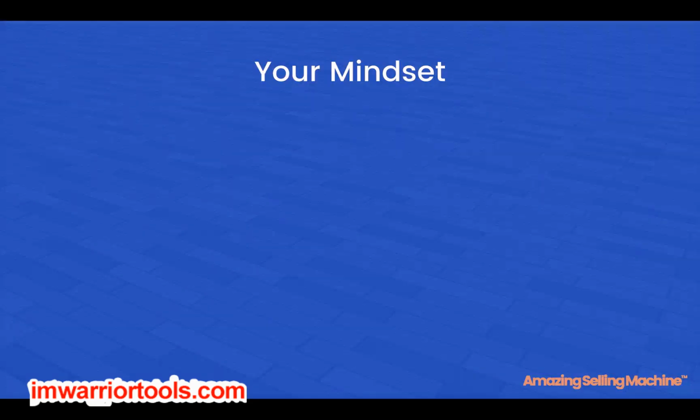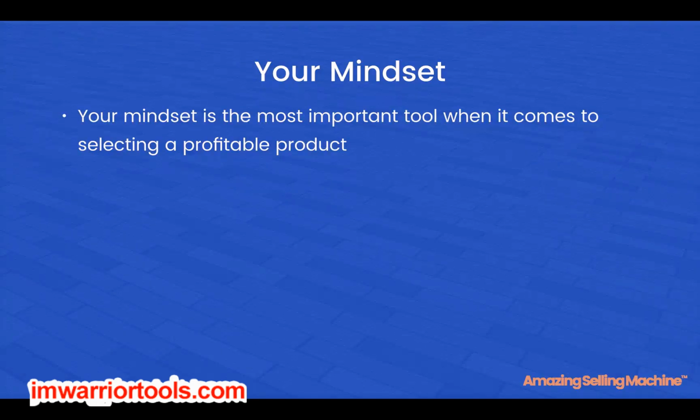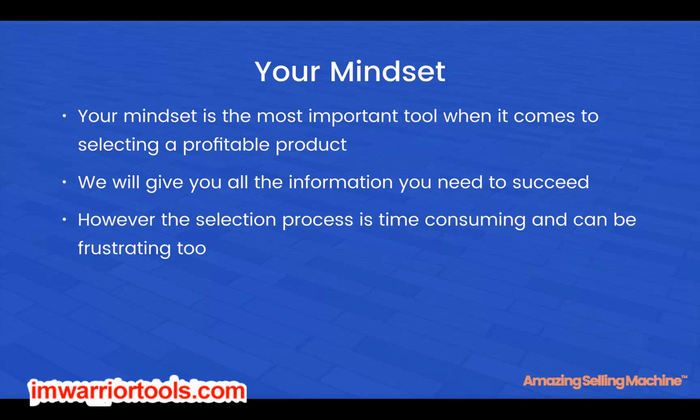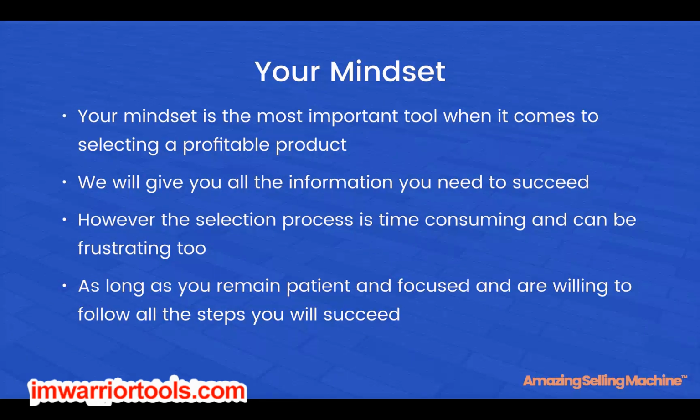Now the last tool is actually your mindset. Your mindset is probably the most important tool when it comes to selecting a profitable product. We will give you all the information you need to succeed. However, the selection process is time consuming and can be frustrating too. And we have mentioned this before, and you'll hear us mention it again, especially on our coaching calls. But as long as you remain patient and focused and are willing to follow all the steps, you will succeed in finding a profitable product to launch on Amazon.